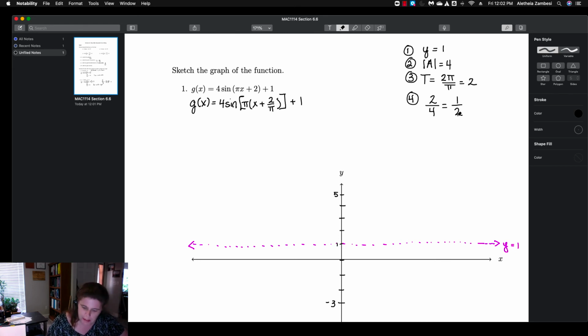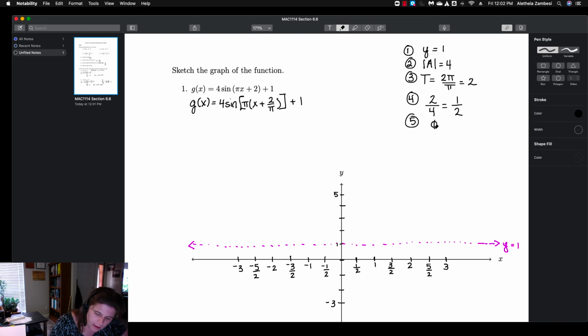So I'm going to put some of those out there, and we have 1/2, 1, 3/2, 2, 5/2, 3. Moving in the other direction, -1/2, -1, -3/2, -2, -5/2, and -3.